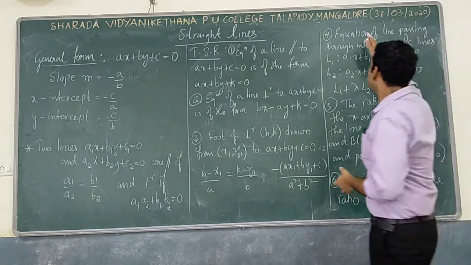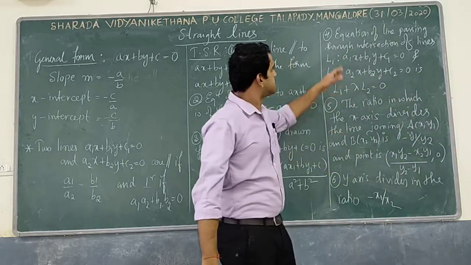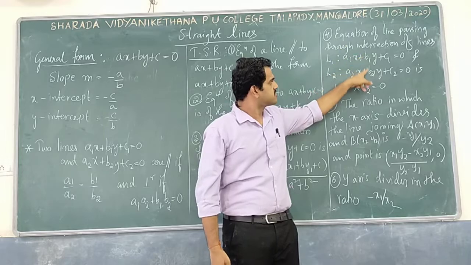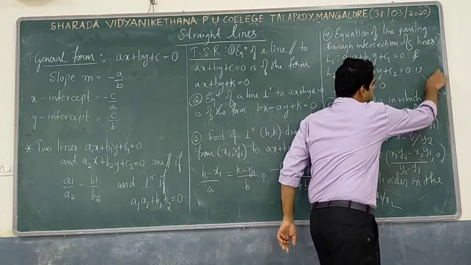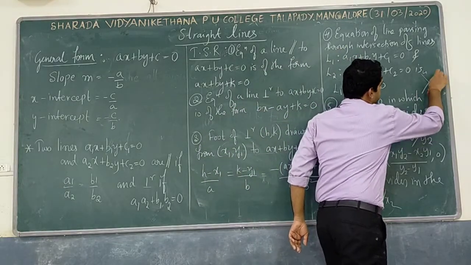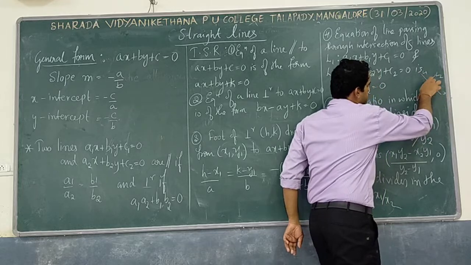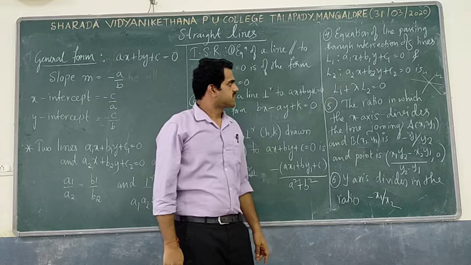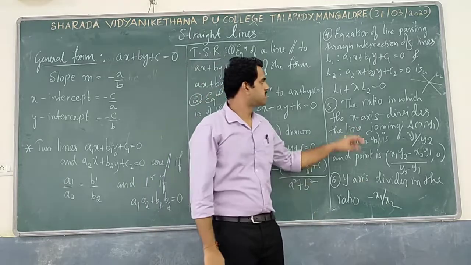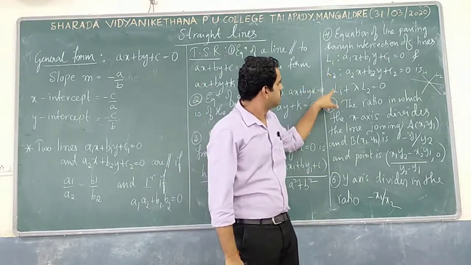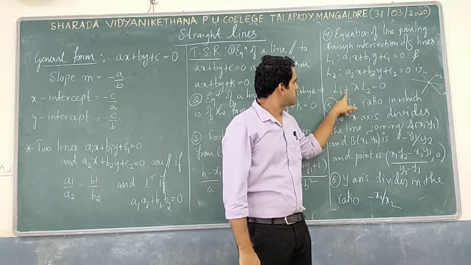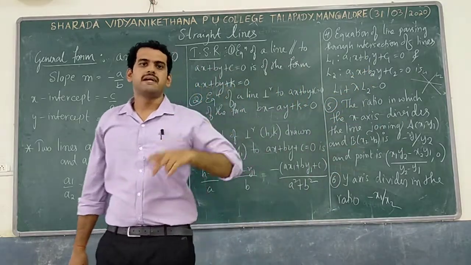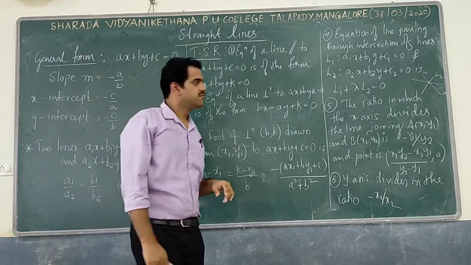Now coming to the next part, the equation of a line passing through the intersection of two lines, L1 and L2. Suppose you want the equation of a line passing through the intersection of these two, then it is simply obtained by considering L1 + λ L2 = 0. This combined equation gives the equation of any new line.